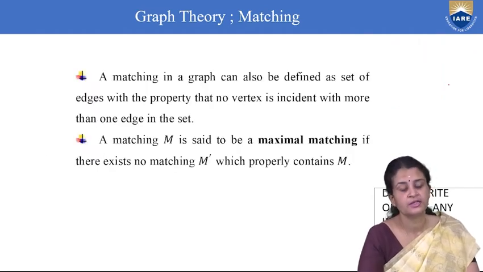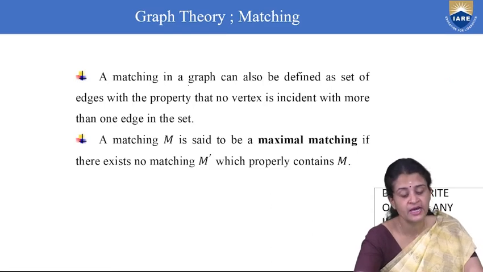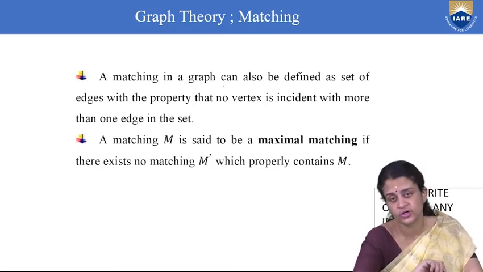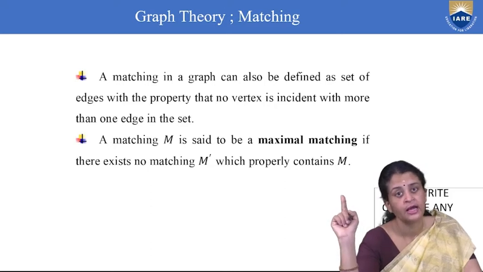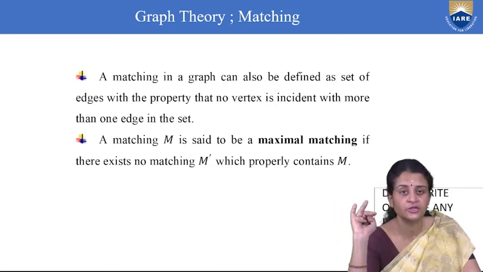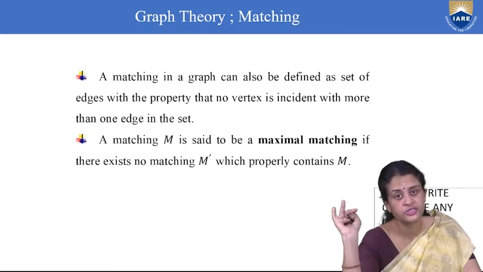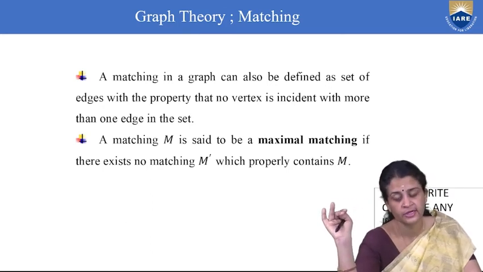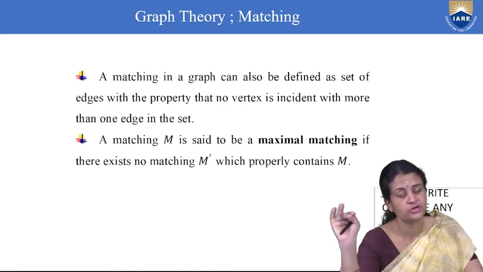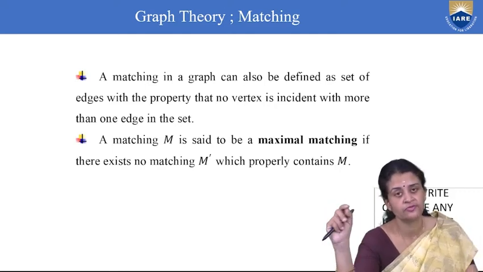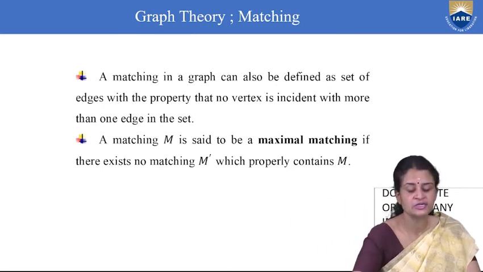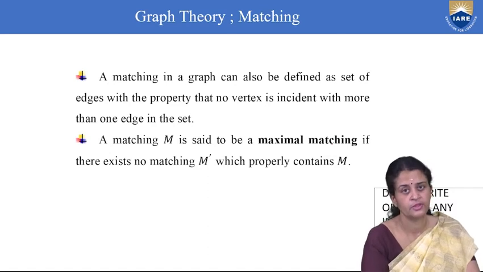The matching, once again, a matching in a graph can also be defined as a set of edges with the property that no vertex is incident with more than one edge in the set. And we have already defined matching to be the set of edges which are non-adjacent in G. It is a subset of edges which are non-adjacent because they don't have any vertex in common. Or it can be said that it is a set of edges in which no vertex is incident with more than one edge.